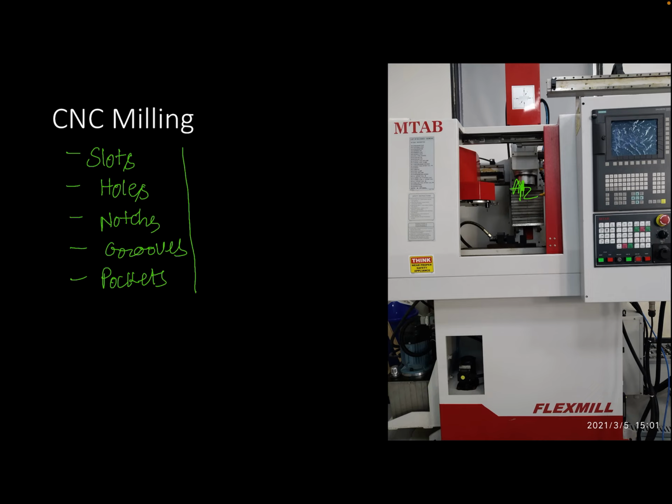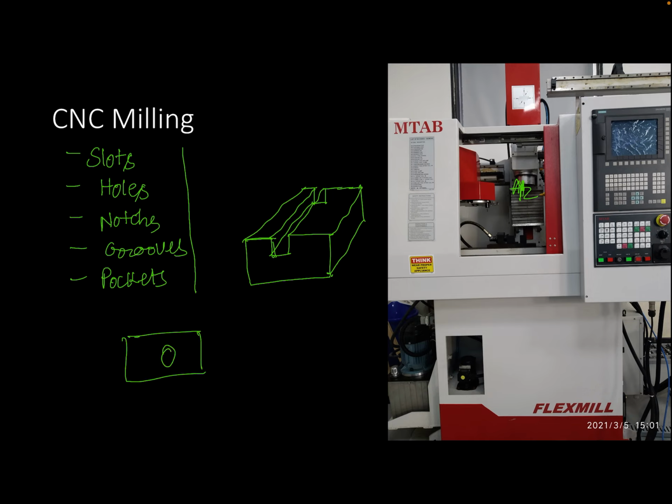Planar objects, where you can create slots, like such slots, using the CNC milling machine. You can also create holes in a workpiece. Different types of notches can also be created. Grooves and pockets can also be created like this.